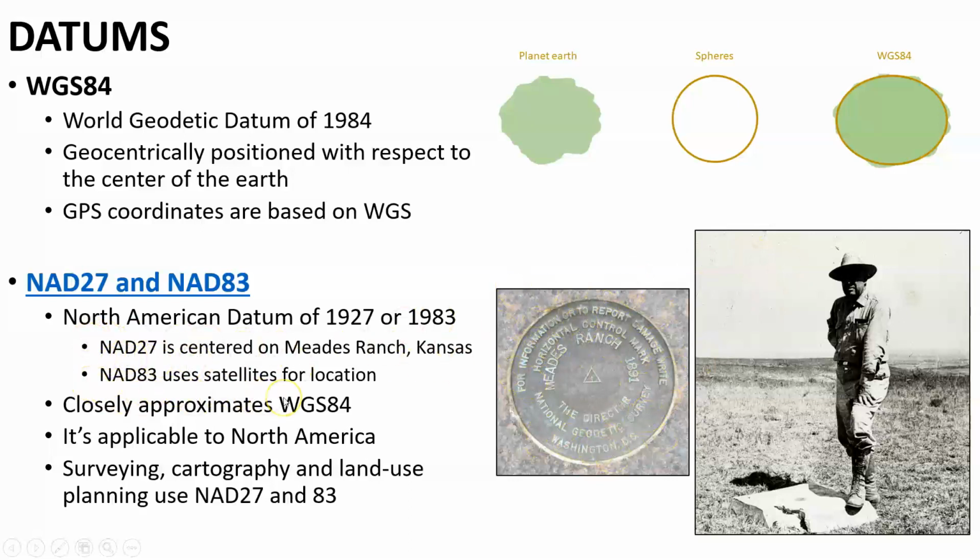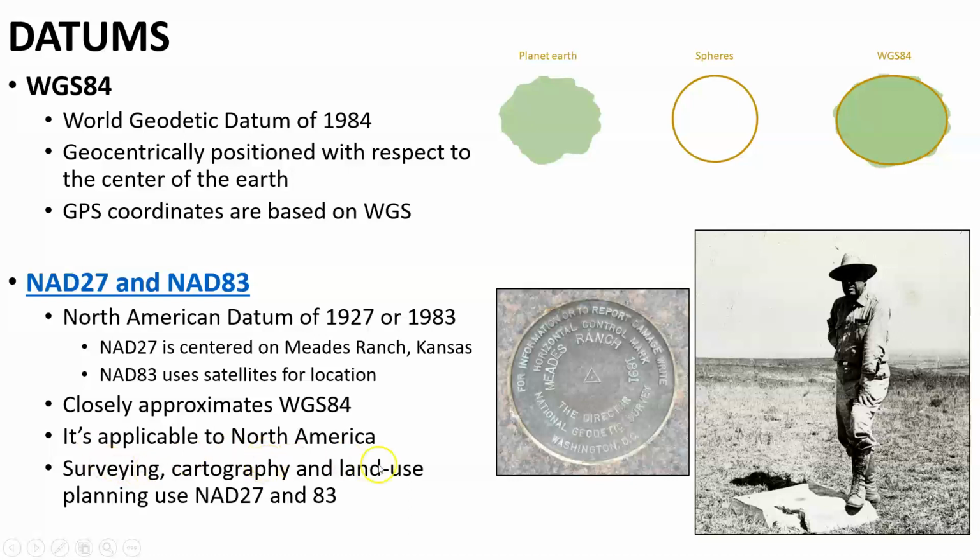In some parts of the country today, relying on NAD 27 means that your data is off by maybe 10 feet or 100 feet in some locations. The further you get away from Kansas, the more your datums are distorted. NAD 83 gets around this by using satellites for location, and NAD 83 closely approximates the WGS 84. It is, however, only applicable to North America.